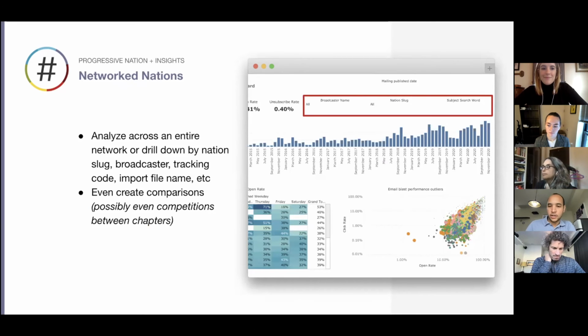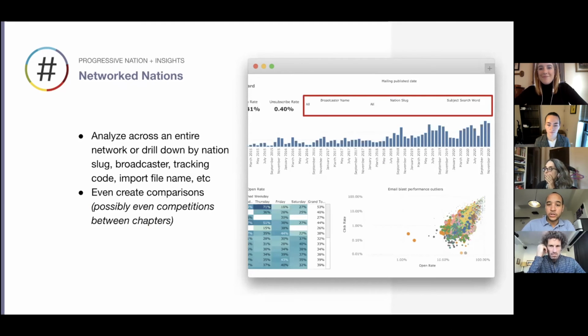And so you can really analyze across an entire network and drill down by nation slug, broadcaster, tracking code, like the financial tracking codes, even import file names. So if you had a specific file name that you imported that you just want to see that data. And then you can create leaderboards between your chapters or your clubs or your subnations. And so you can get really creative with it.